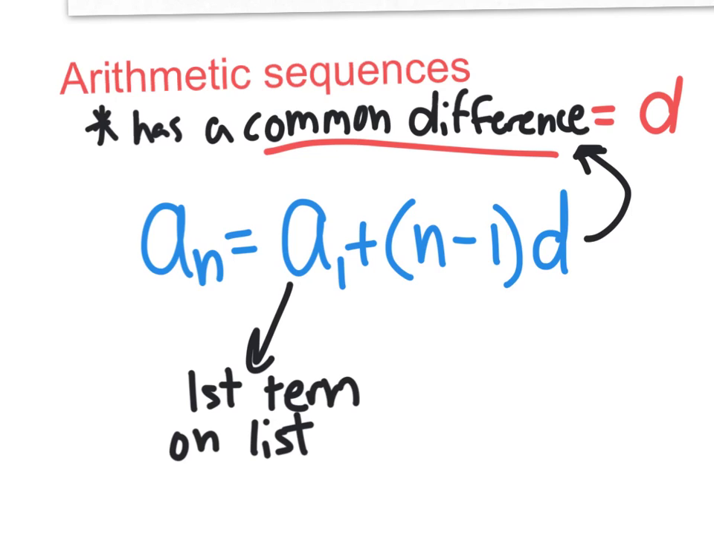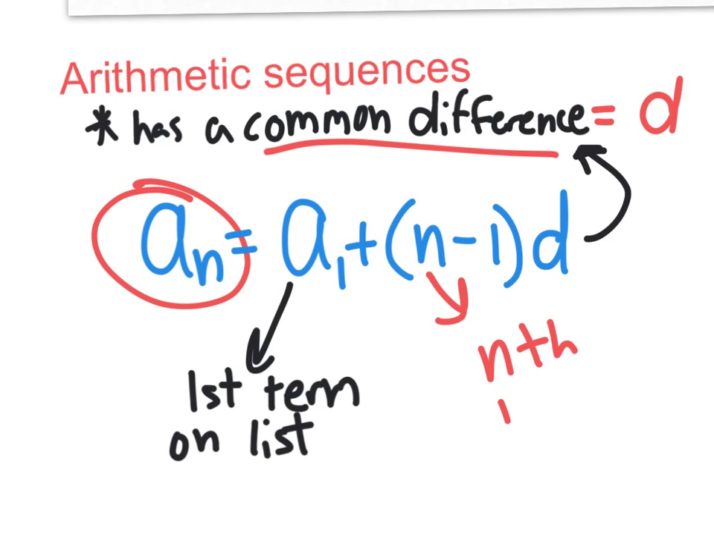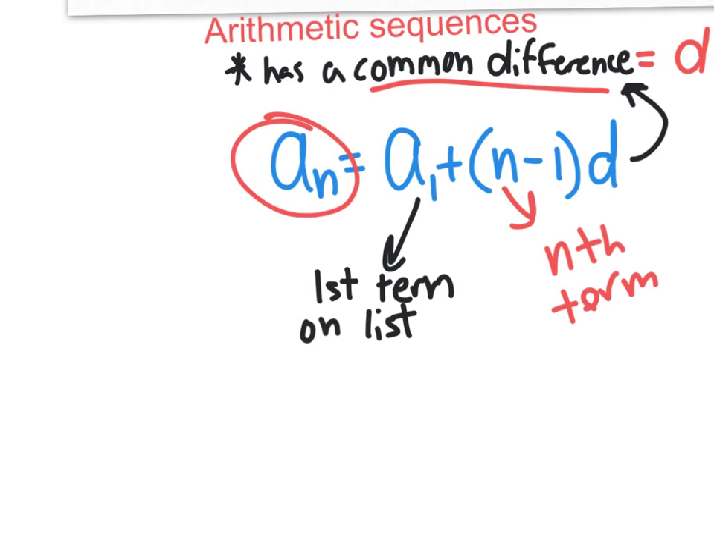N is really the nth term, I guess. The nth term. So A sub n is the actual number, but n is talking about the nth term. So check this out. Let me show you how it's going to apply in our situation.